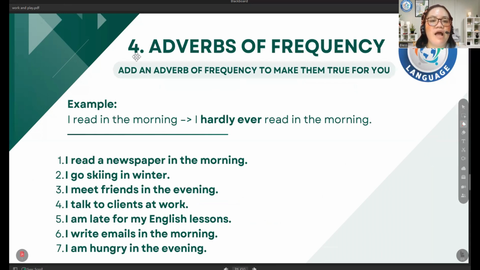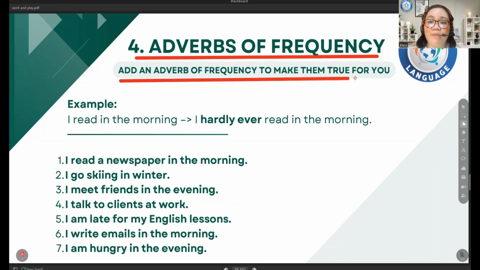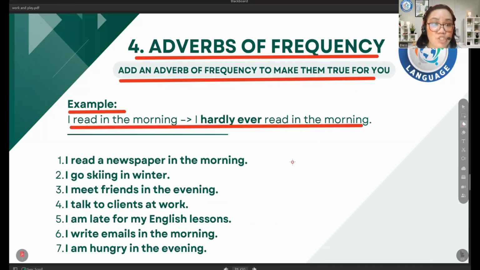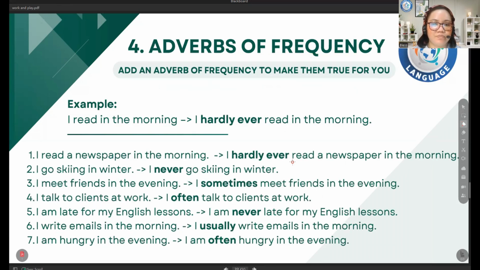Number four, adverbs of frequency. Add an adverb of frequency to make them true for you. Example, I read in the morning. I hardly ever read in the morning. See? Okay, so let's see what we can do about this.